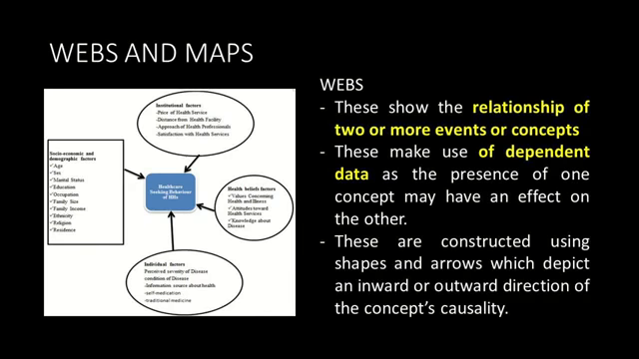How do we create webs? We use shapes and we use arrows. The arrows are going to depict the relationship, whether the relationship is going inward or it is going outward. In the example provided, the relationship depicted is inward.